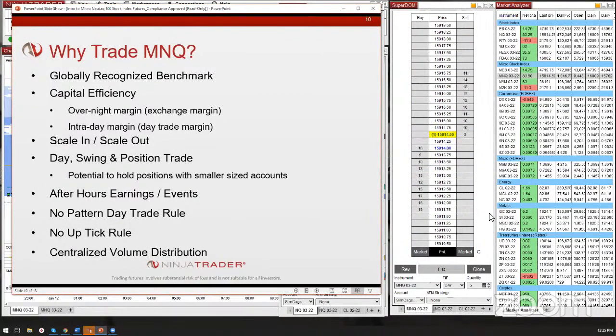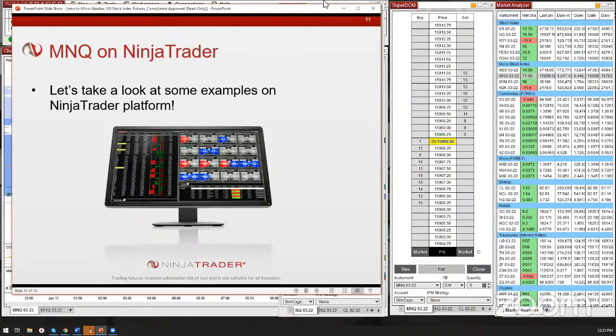Order flow is not being sold to another liquidity provider somewhere in an ECN off to the left, and then there's another pool to the right, and you don't see everything here. It's centralized. Let's take a look. All right, let's get into it in a little bit more detail.